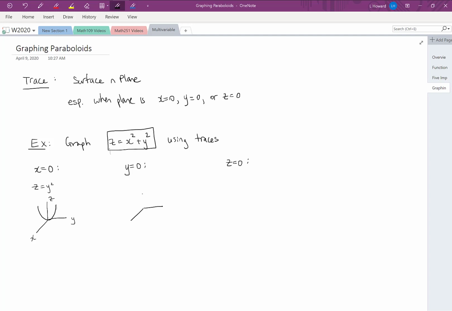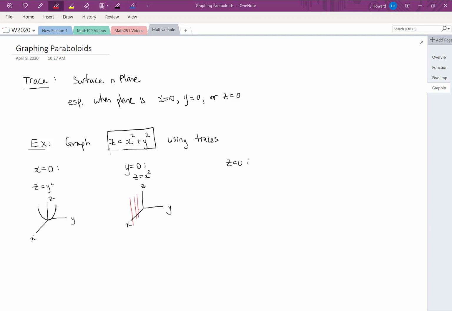All right, so let's think about what happens when y equals 0. If we do the algebra, our equation z equals x squared plus y squared would collapse into z equals x squared. So let's draw our x, y, z axes and try to imagine what that looks like. So when we say y equals 0, we're now talking about the xz plane. I'm just going to shade that in for a second so that we can visualize that. So the xz plane in our picture looks like this.